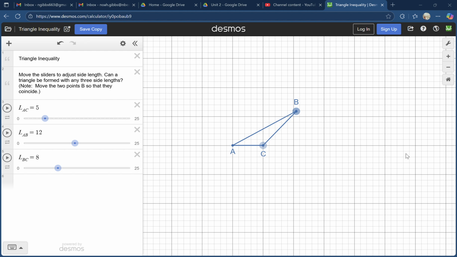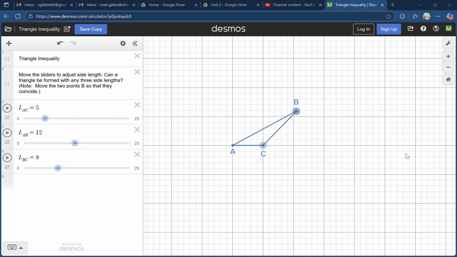All right, so this is triangle inequality. Again, not hard, and that's the idea. What we wanted you to do is make sure that you understand that idea. So the small and medium sides added together, that sum has to be greater than the large side in order for it to work as a triangle.